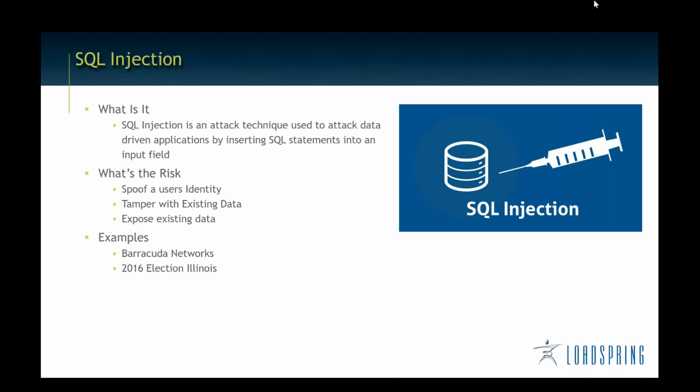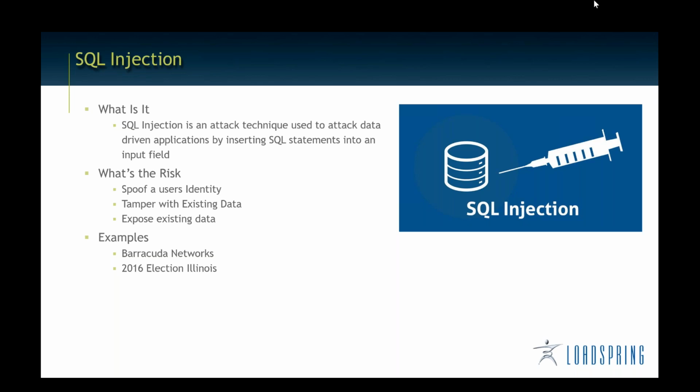So they may do something simple. They'll say, if 1 equals 1, then do this, and so that would allow them to either pull table information or inject table information, depending on what type of SQL vulnerability is there. This gives them the ability to spoof a user's identity. They can, like I said, tamper with the existing data or expose it.